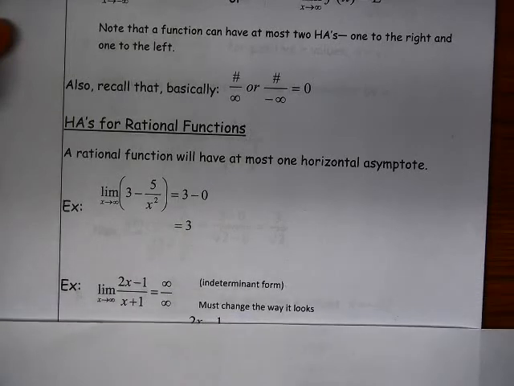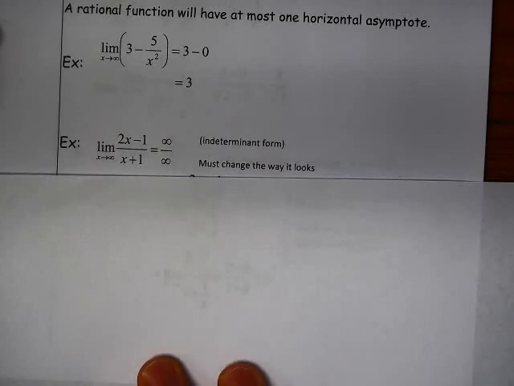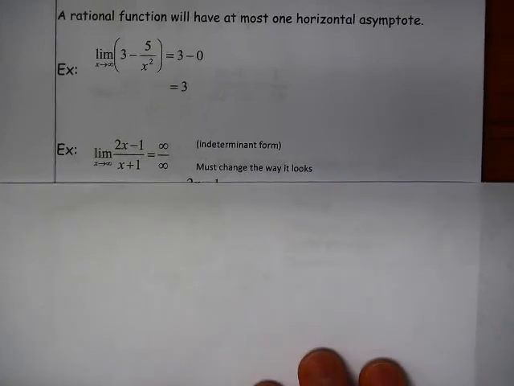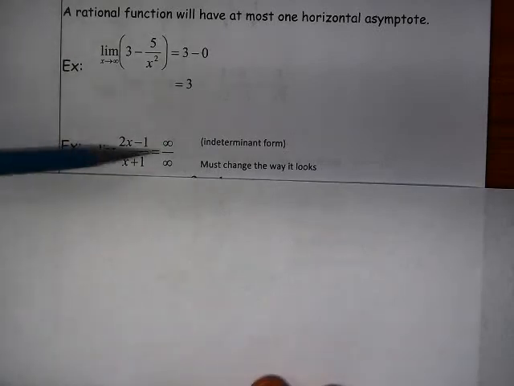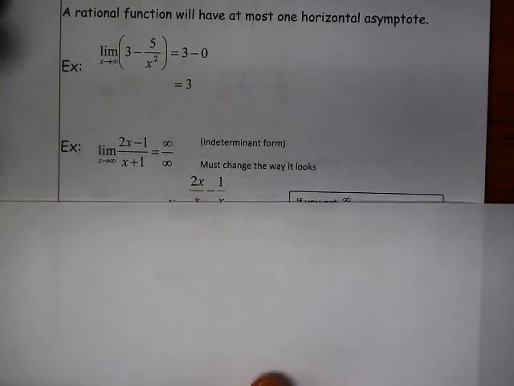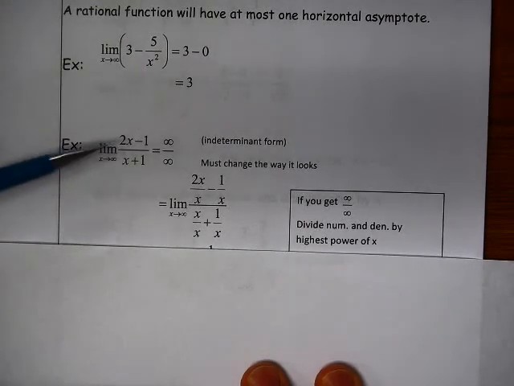We're going to see this next example, 2x minus 1 over x plus 1. When we look at a limit at infinity for that function, if we just try to use substitution, which we always want to do for a limit, if you recall from back at the beginning of the year, any type of limit, we want to start off trying just solving it by substitution. Here we get infinity over infinity, which is another indeterminate form, so we have to change the way this looks. And the way that we're always going to approach this, anytime we get infinity over infinity, we're going to divide by the highest power of x anywhere in the rational function.